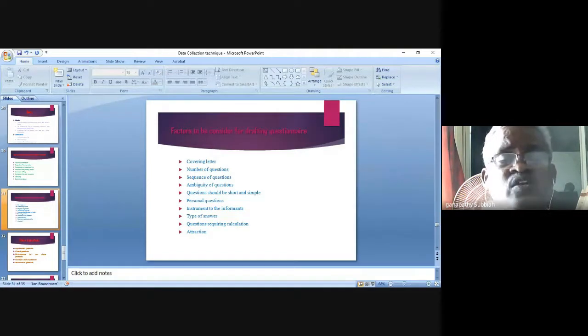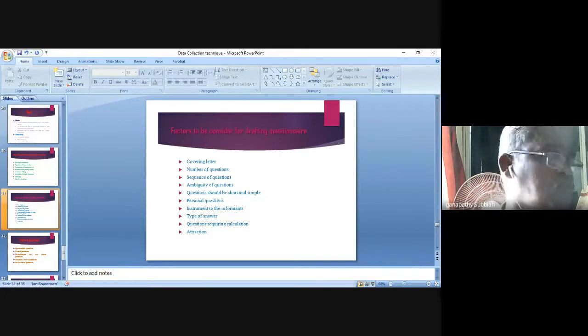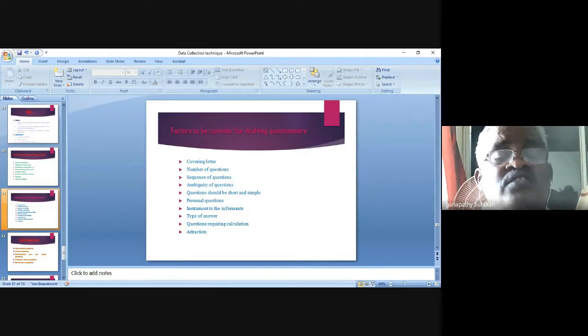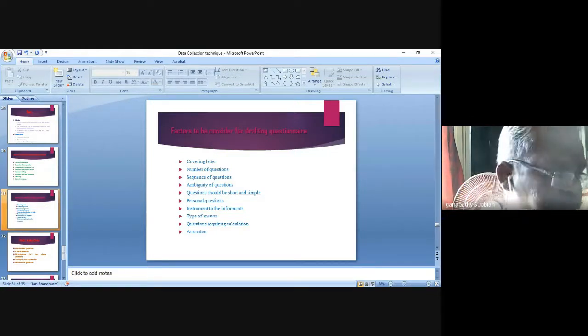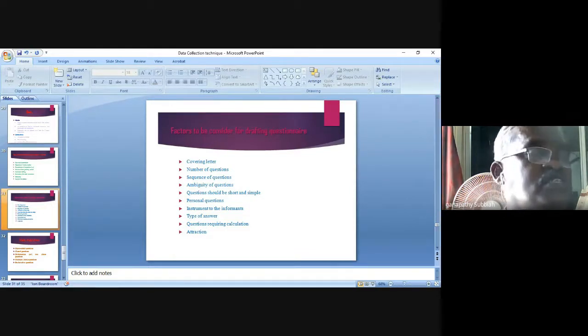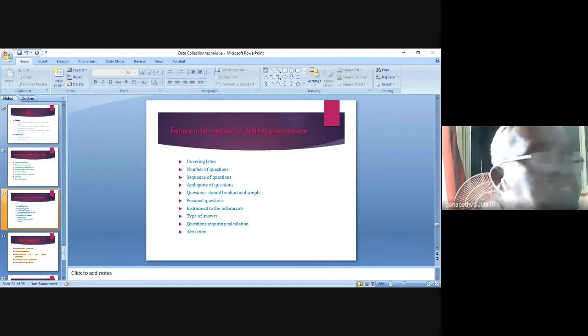Then sequence, the sequence of questions. The sequence of questions is in chronological order or logical order, based on the objectives or hypothesis of the study. The sequence, whether logical order or chronological order, is prepared by the researcher. It is another factor influencing the questionnaire preparation. Then ambiguity of questions. When the researcher prepares the questionnaire, the same question should not be repeated again. Ambiguity of questions is avoided. That is another important factor influencing the preparation of questionnaires.